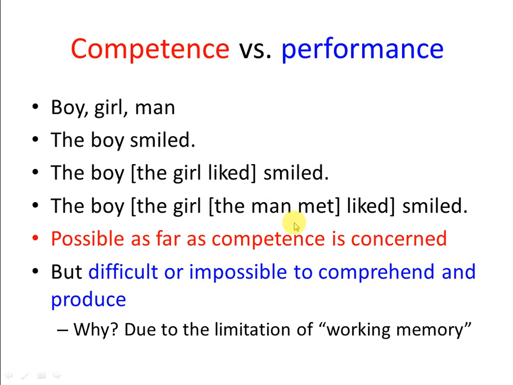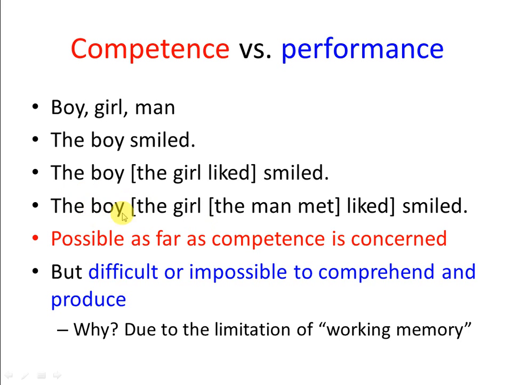The man met the girl, and the girl that the man met, she liked the boy. And that boy the girl liked, he smiled. So this makes sense and is actually grammatically correct. This is grammatical. But I think you can't understand this.